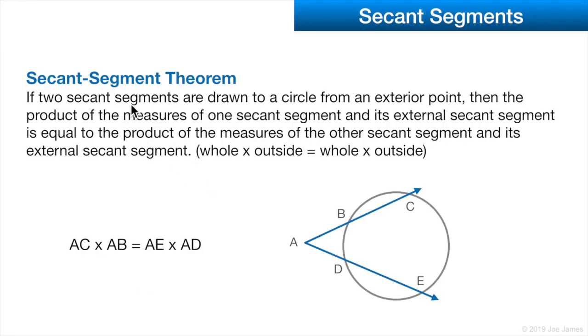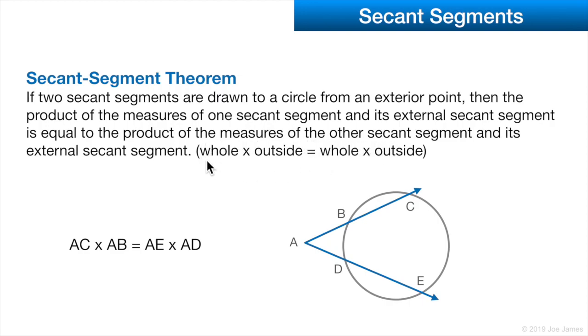If two secant segments are drawn to a circle from an exterior point, in this case point A, then the product of the measures of one secant segment and its external secant segment is equal to the product of the measures of the other secant segment and its external secant segment. So this sounds complicated as heck, man. That is so wordy. Who came up with that?